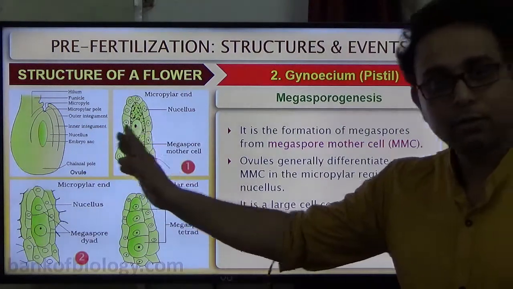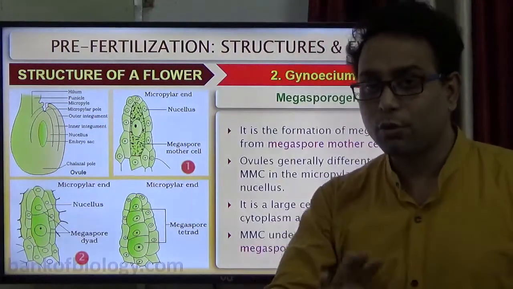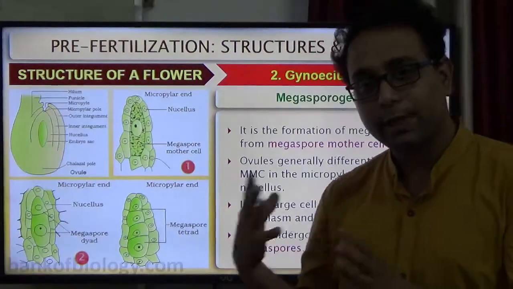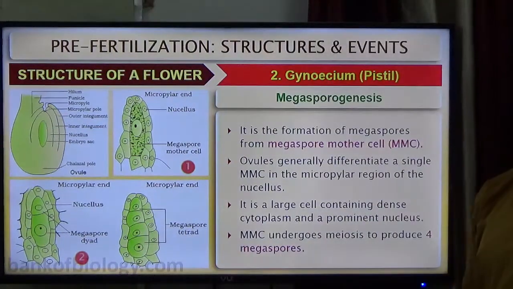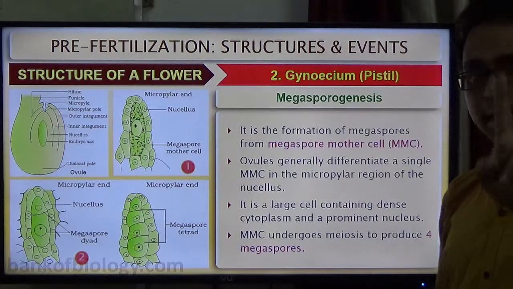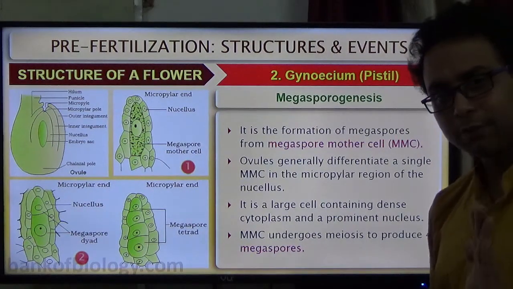At first 2 cells, that time it is called megaspore dyad. But you know the meiosis process, the 4 cells are produced. So finally these 4 cells are produced. This is the megaspore tetrad. Right? Clear up to this point?